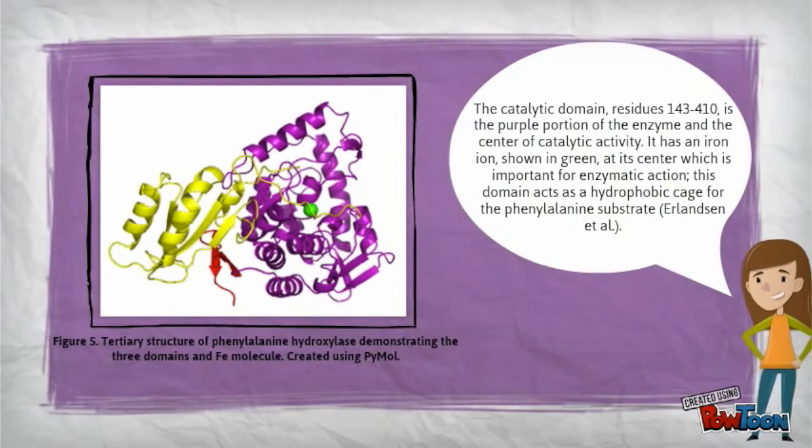The catalytic domain, residues 143 through 410, is the purple portion of the enzyme and the center of catalytic activity. It has an iron ion, shown in green, at its center, which is important for enzymatic action. This domain acts as a hydrophobic cage for the phenylalanine substrate.